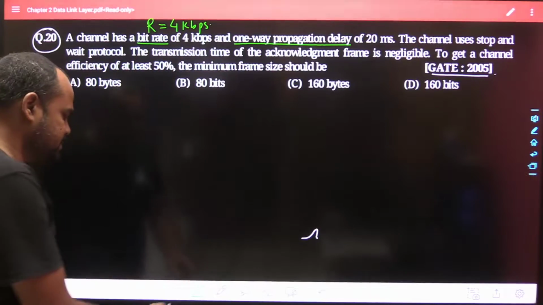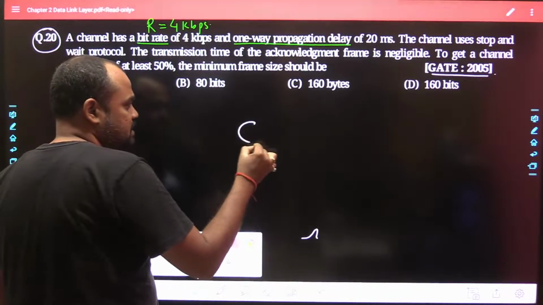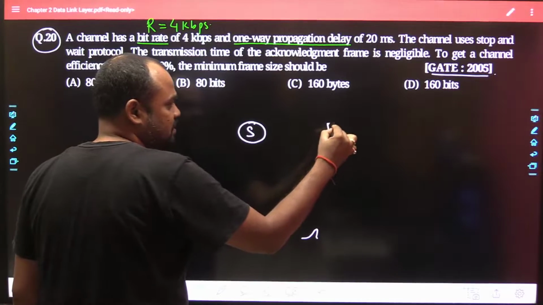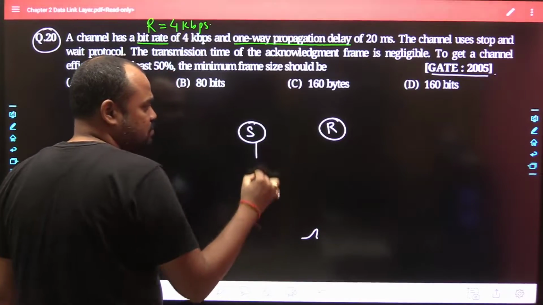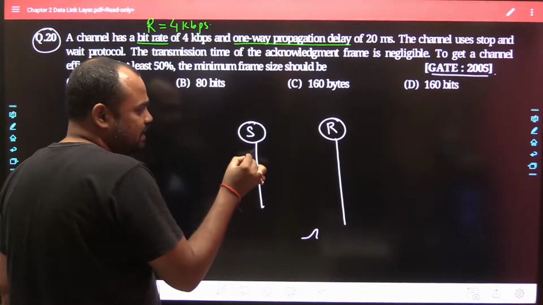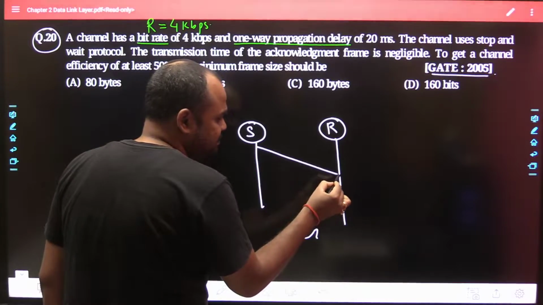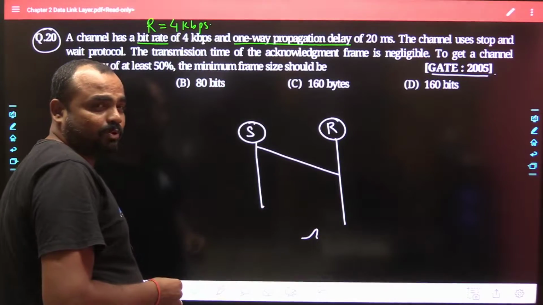So what does it mean? Suppose this is the sender and this one is the receiver. Between sender and receiver, the data will be transmitted in this way. So this is called one-way propagation delay.